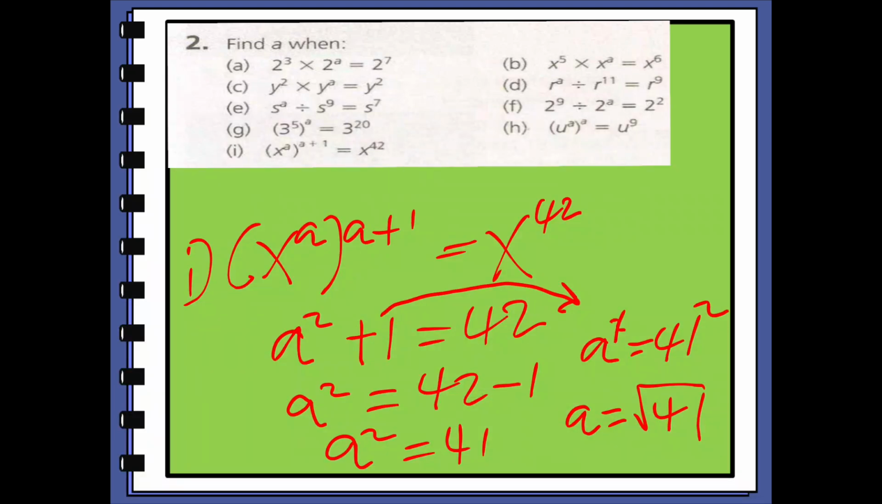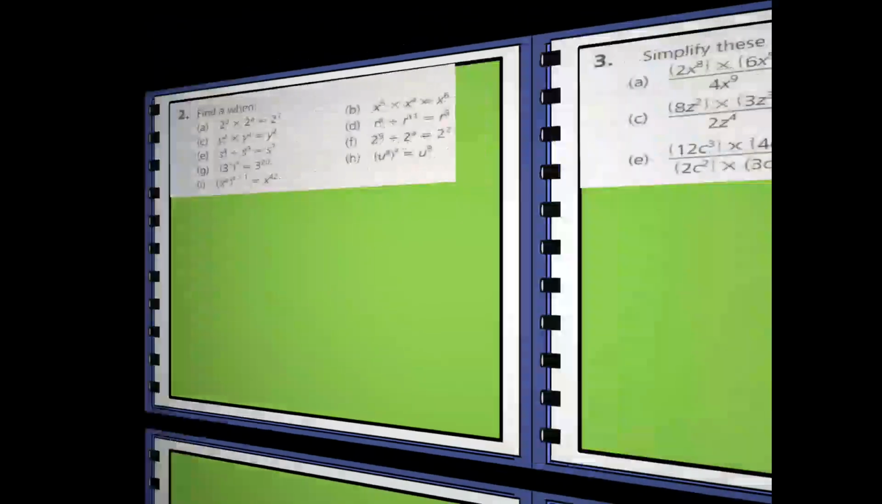Now you can use a calculator. You are going to find the answer to be 6.40 something something, or so the digits go on. So to round it off to one digit, it will just give us 6. So that is i. So this is an example of an irrational number. Remember 41 is a prime number, but if we round it off we get 6. So that's how you do number 2. Then we move to number 3.